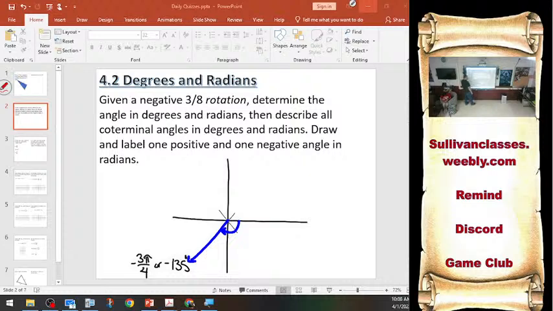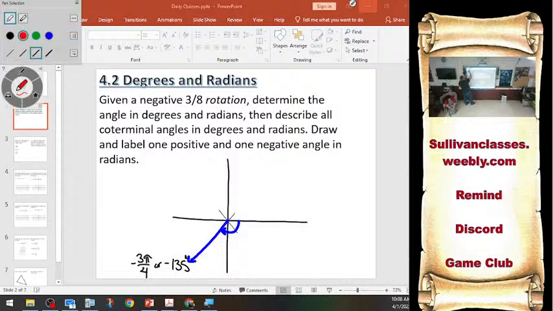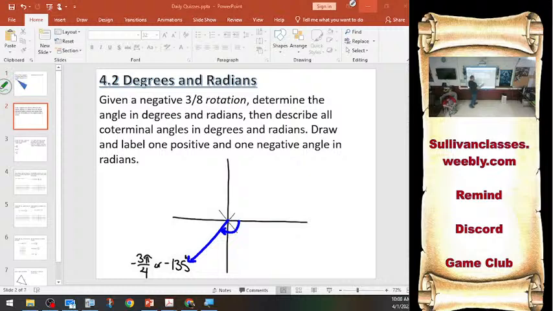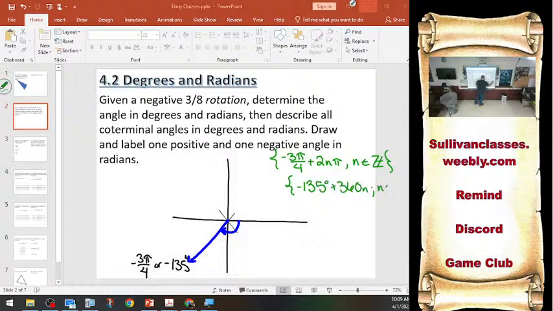So describe all coterminal angles in degrees and radians. Those are easy. Negative 3 pi over 4 plus 2n pi, n is an integer. In degrees, negative 135 plus 360n, n is an integer.